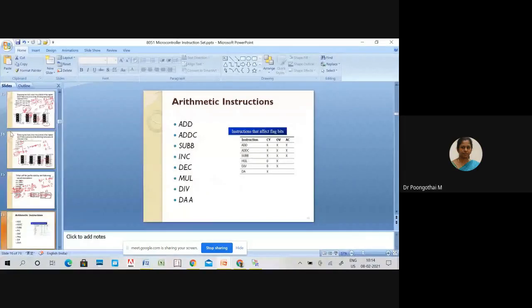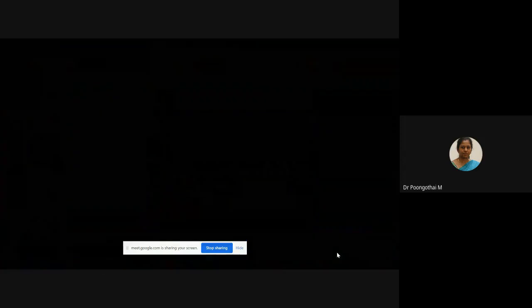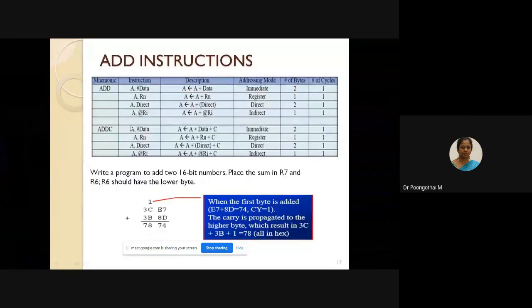So that's all about your data transfer instruction. Next instruction category is the arithmetic group instruction. Here we have add, subtract, multiplication, division. So already you are aware of this add instruction.